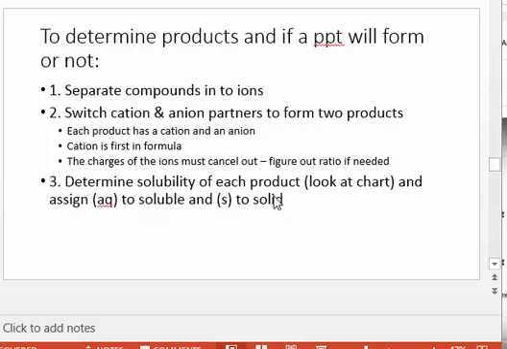Last, look at the solubility chart to assign a phase of AQ, which means soluble or dissolved in water, or S, which means insoluble or forms a solid or precipitate. If both products are soluble or AQ, no reaction has occurred. If a solid product is formed, then a precipitation reaction has occurred, and you may need to balance the equation.